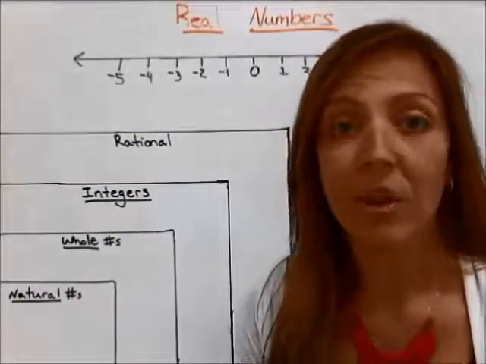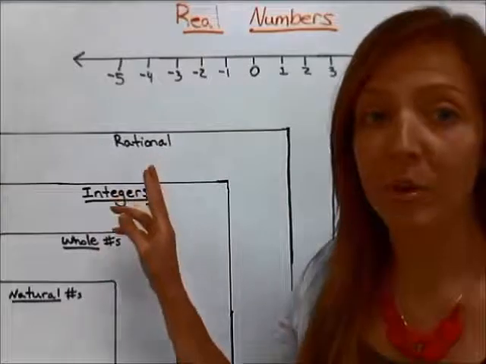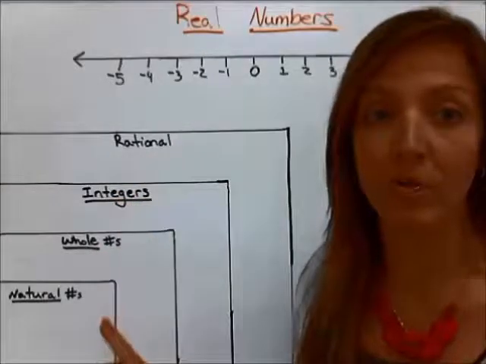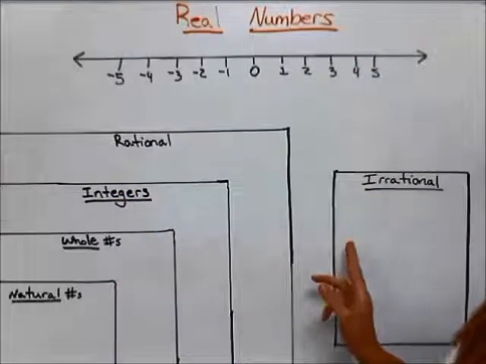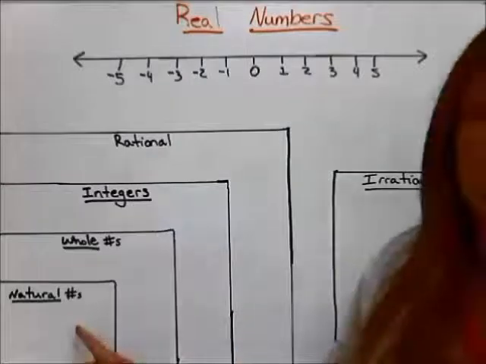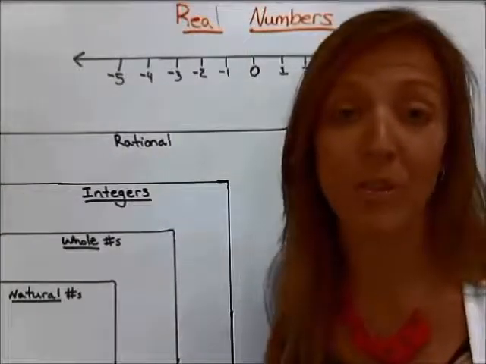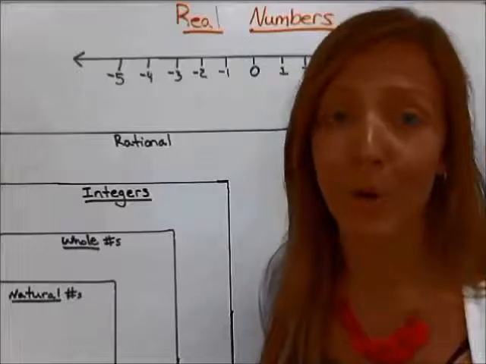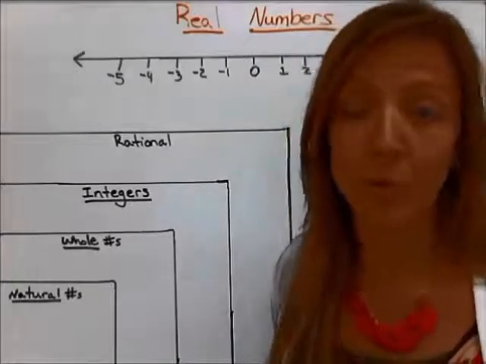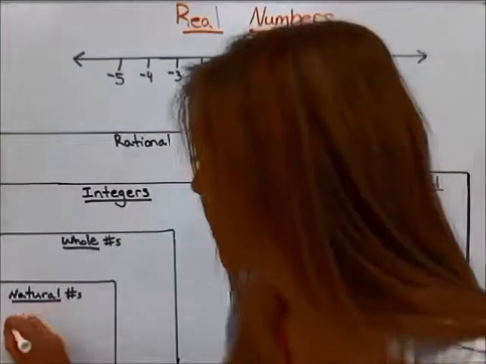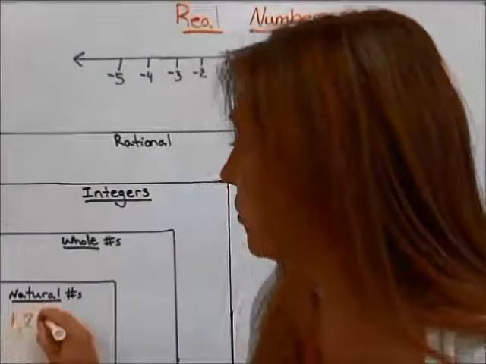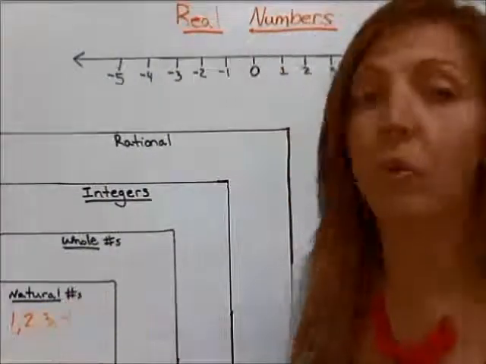Real numbers. Real numbers are rational numbers, integers, whole numbers, and natural numbers. They're also irrational numbers. So natural numbers are those numbers that you learn automatically when you are little. You start counting 1, 2, 3, 4, 5. Those are your counting numbers. 1, 2, 3, 4, and so on.